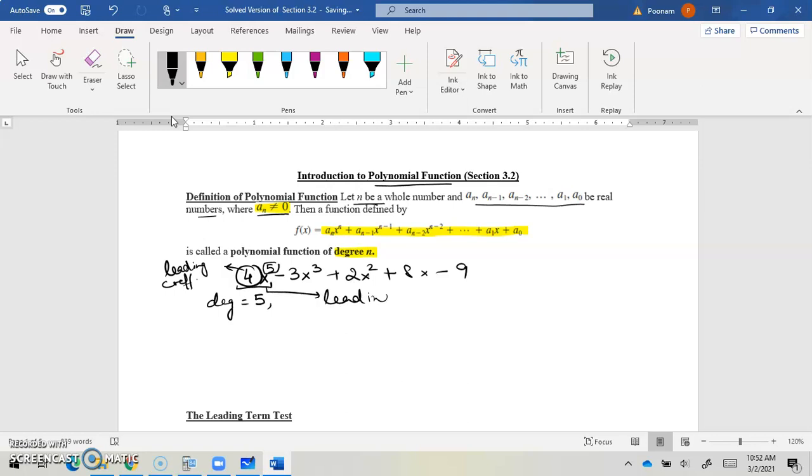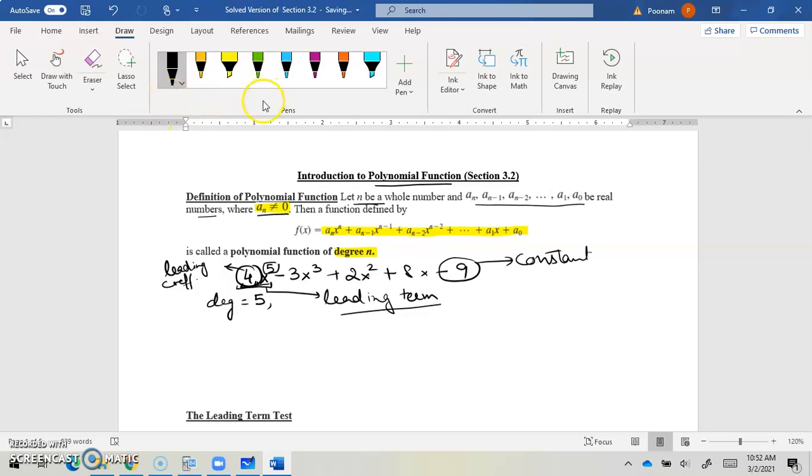The term which gives you the degree, which is the term with the highest power of the variable, is called the leading term. The term without the variable is called the constant term. Okay, so this is an example of a polynomial function. The leading coefficient has to be non-zero, because if its coefficient becomes 0, then the degree will be the next lower number, right? Because this term will become 0.